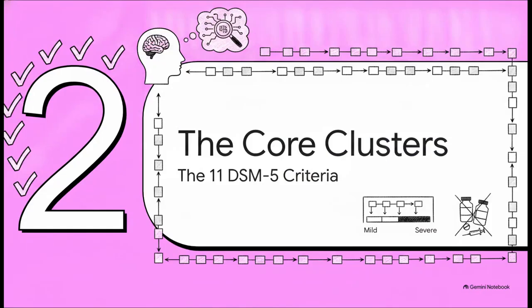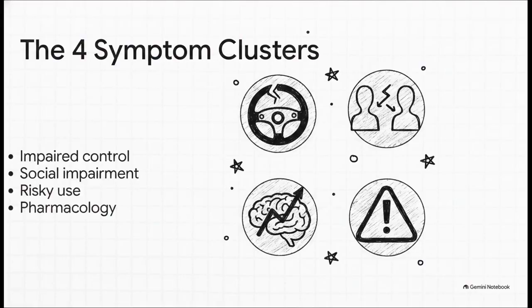Moving right along to Section 2, the core diagnostic clusters, specifically the 11 DSM-5 criteria. So how does a clinician actually diagnose substance use disorder? Well, the DSM-5 uses 11 criteria that are neatly organized into 4 major life clusters. Cluster 1 is impaired control. Think of this as using way more of a substance than you intended, spending huge chunks of your day trying to get it, or just dealing with intense, overpowering cravings.